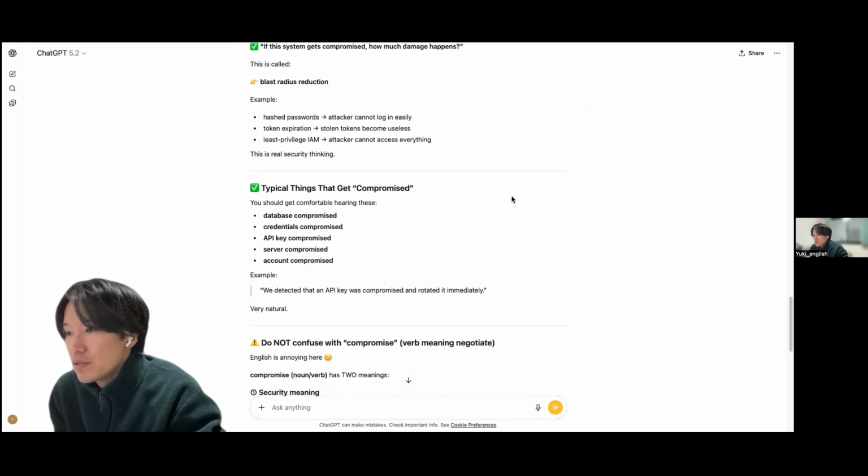Typical things that get compromised. You should get comfortable hearing these: database compromised, credential compromised, API key compromised, server compromised, account compromised. Example: we detected that an API key was compromised and rotated it immediately.